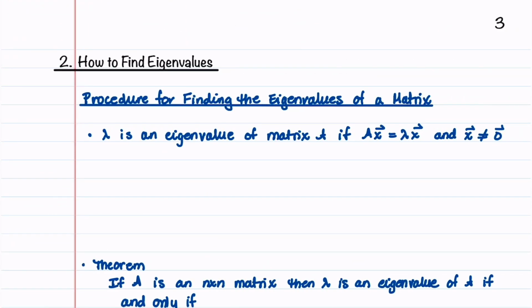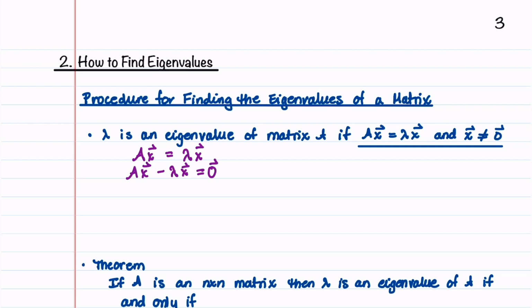We'll now go over a procedure for finding the eigenvalues of a matrix. We know that lambda is an eigenvalue of matrix A if Ax is equal to lambda x and x is not equal to 0. Let's start with A times x is equal to lambda x, and let's come up with an equation for finding the eigenvalue. Let's move everything over to the left-hand side. So we have A times x minus lambda x is equal to 0.